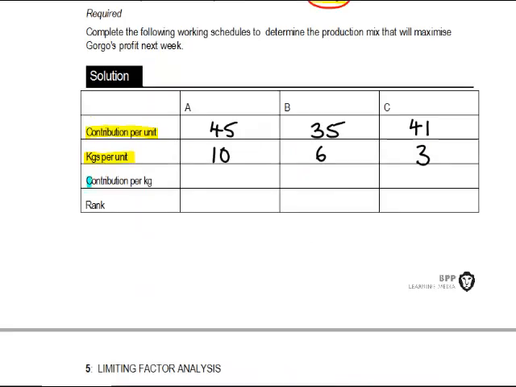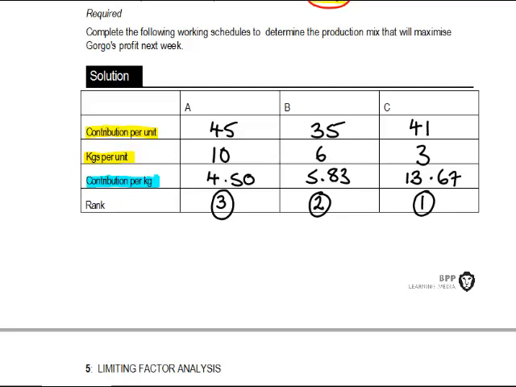And now we can work out what we really need is the contribution per unit of scarce resource. And this is what we're going to use to rank these products. So 45 divided by 10 gives me $4.50. 35 divided by 6 gives me $5.83. And 41 divided by 3 gives me $13.67. Therefore, if I rank them, you can see that the highest contribution per unit of scarce resource is product C. So I want to make that one first, followed by B, and then finally A.